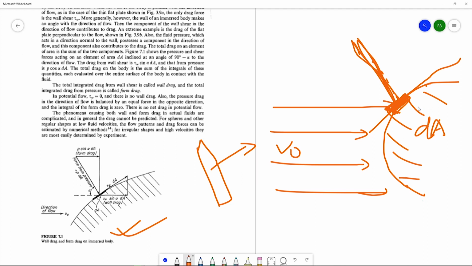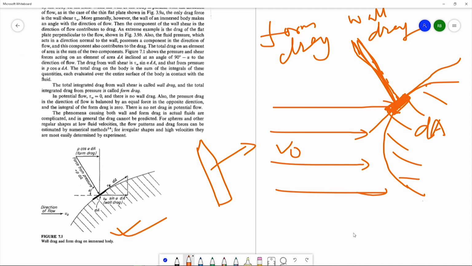Okay, so the force will have two components. One is called form drag and wall drag. Okay. So what is form drag?